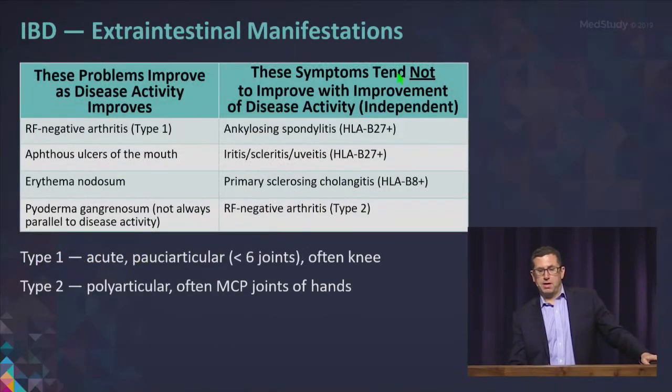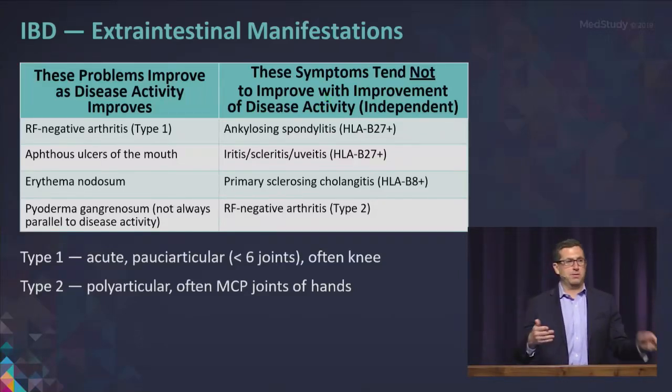Here's a slide regarding extraintestinal manifestations of IBD. Generally, all of these can be seen in either ulcerative colitis or Crohn's disease, but some are more common in one versus the other, so I've noted that in some of the slides. The important distinction here is whether these manifestations improve as disease activity improves, or if they go on their own without improvement with the underlying IBD.